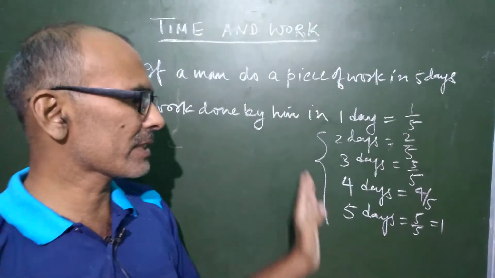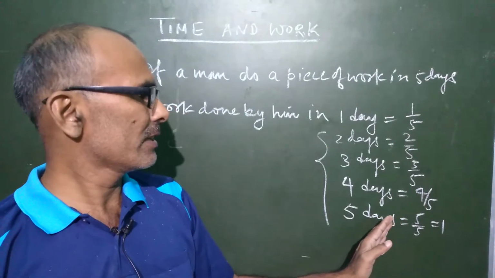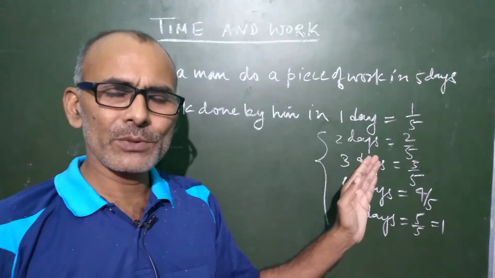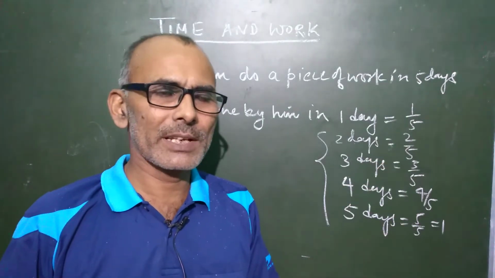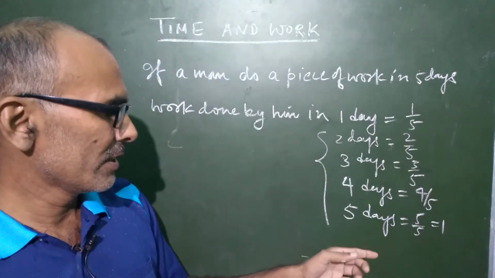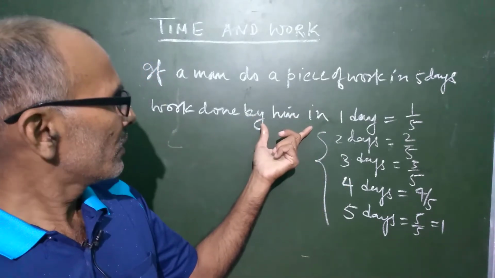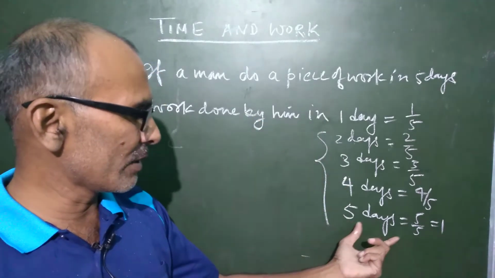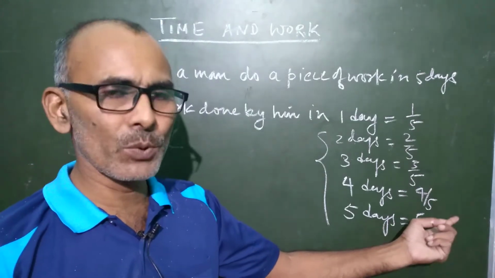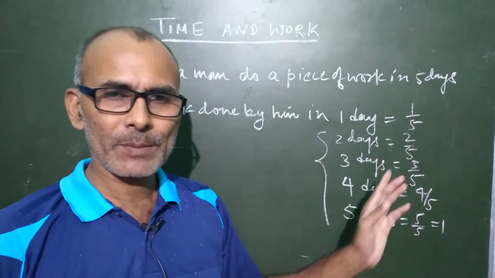If you are able to understand this concept, then you will be able to do the sums related to time and work. Now see, here the man can do the work in 5 days is equal to 5 by 5, that is 1. It means the whole work he will be doing in 5 days.